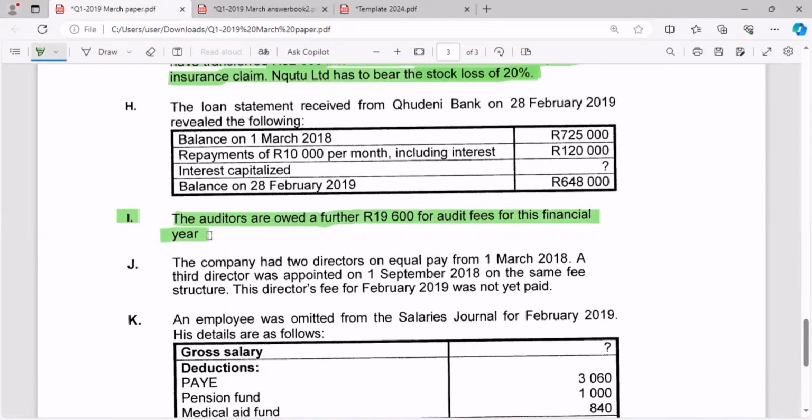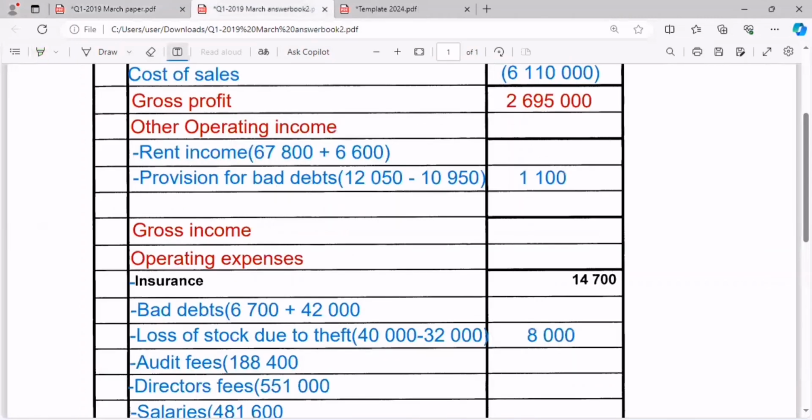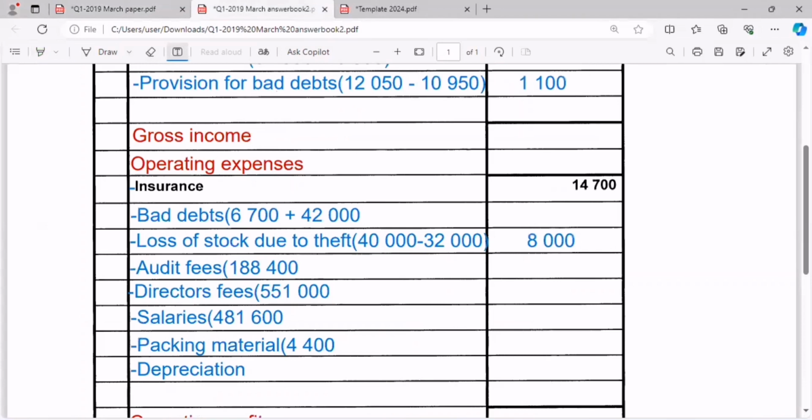So guys, remember the accrual basis principle. Expenses are recorded when they are incurred, not when cash is paid. So although we haven't paid the 19,600, the balance is still outstanding. We are still owing it to auditors. And this is an expense that was incurred during our period, so it matches with our period. So we're going to apply the matching principle. Although we haven't paid the amount, because it was incurred during this financial period, we're gonna record it. So under audit fees, we're gonna add 19,600.